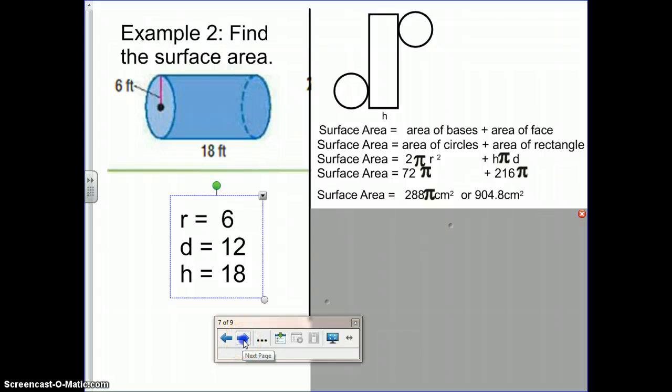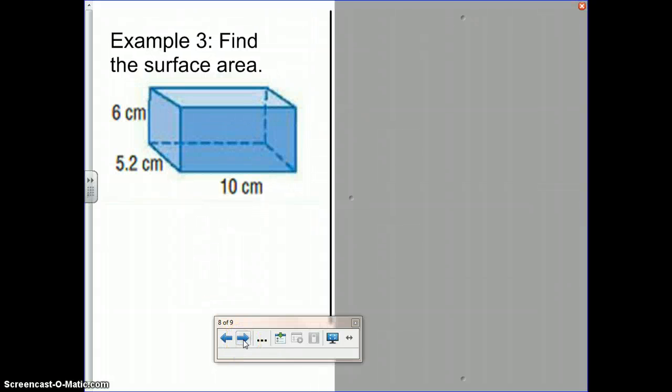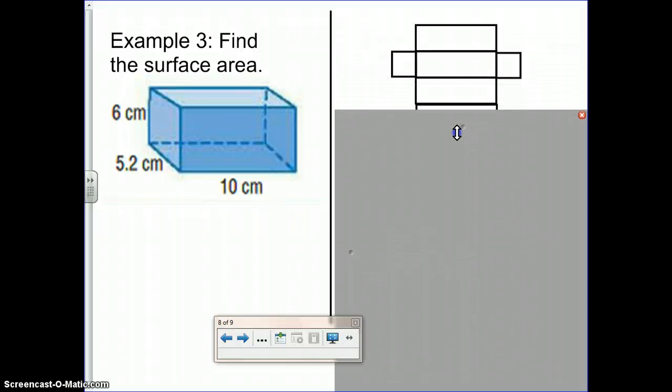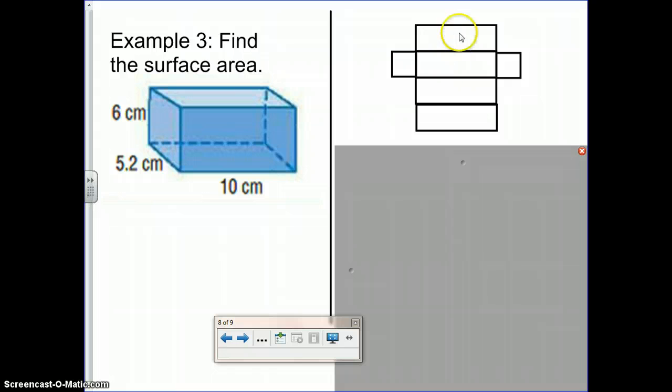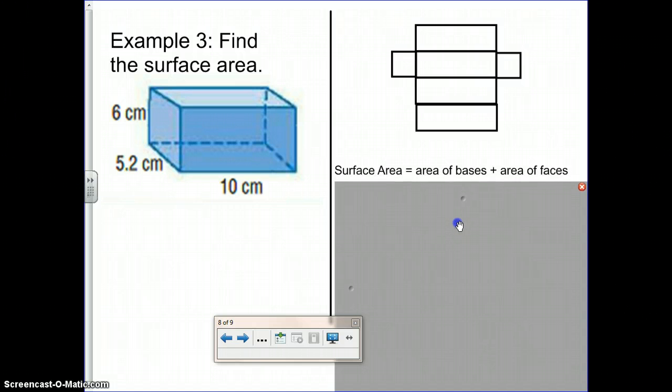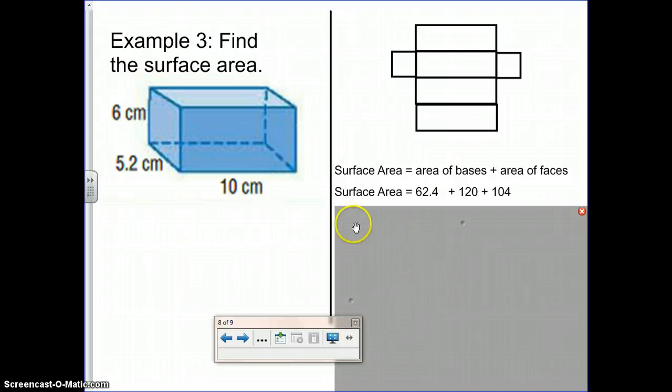We're going to do one last example here, and we're going to find the surface area of this rectangular prism. And to do that, again, first we need to picture the net of the shape. So if we unwrap that prism, we are going to have 4 faces and 2 bases. And in this case, we can see that 2 and 2 of the faces will be the same. So we're going to find the area of the bases and add them to the area of the faces. Let's go through how I got this. Well, let's start with the bases.